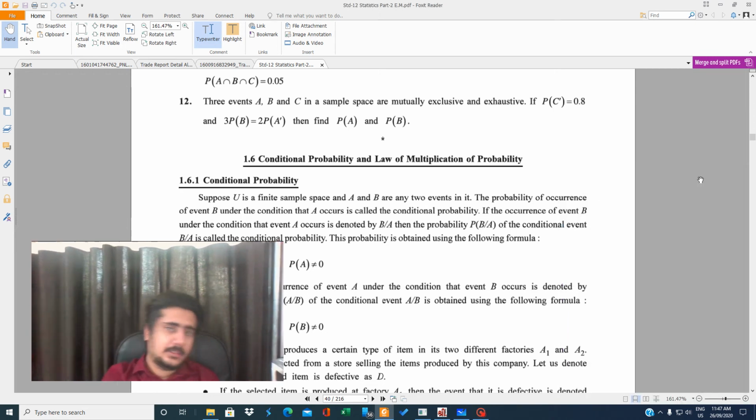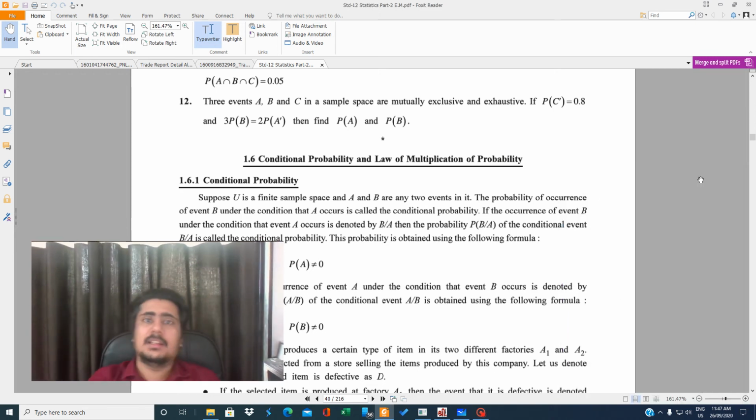So, you all, my name is Yogesh and we are doing the standard 12 statistics, part 2, chapter number 1, probability. We are going to end this exercise 1.3 and we were doing the last sum of this exercise, sum number 12. We started this sum in the last lecture, but we are starting again from the beginning.